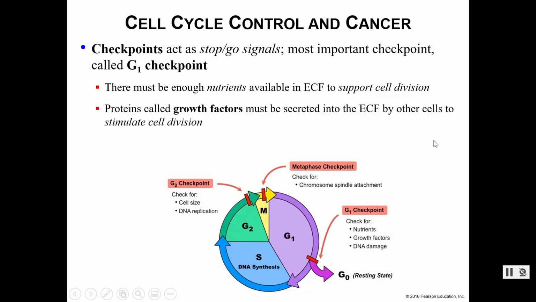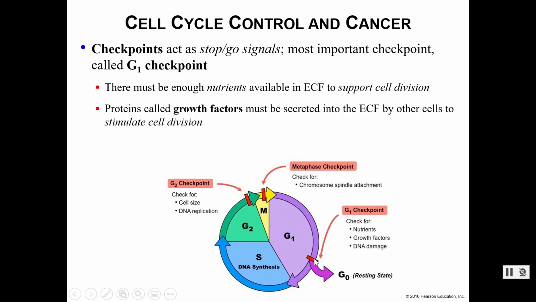Now, this is a very highly regulated process. There are several checkpoints along the way, and you can kind of think of them as stop and go signals, or maybe like a red light and a green light. The most important one happens in the G1. So where are we? Here we go. We're going through the G1.